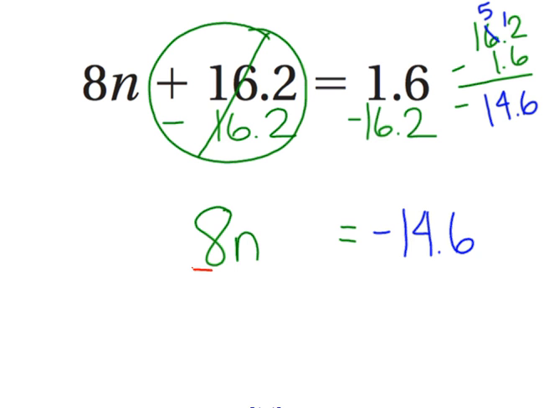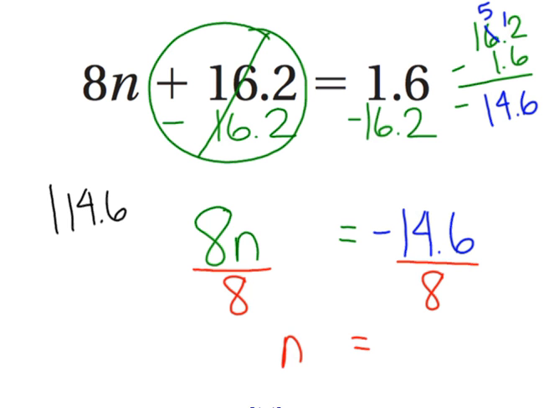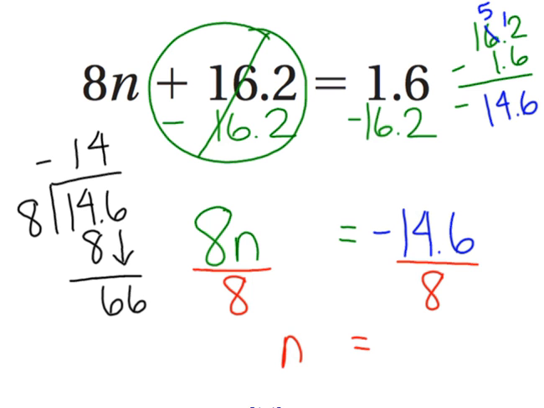And now we've got a one step where we can divide by 8 on each side. So the left-hand side is n, and now we need to figure out what 14 6/10 divided by 8 would be. So we'll set up our division box. Since I'm doing a negative divided by a positive, my answer will be negative. 8 goes into 14 one time. And then when I subtract, we'll get 6. I can bring down the next digit. 8 goes into 66, oops, 8 times. 8 times 8 is 64.